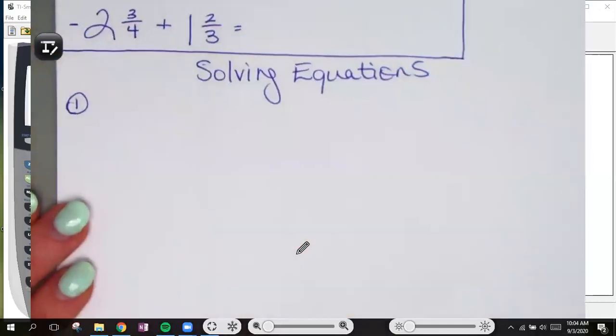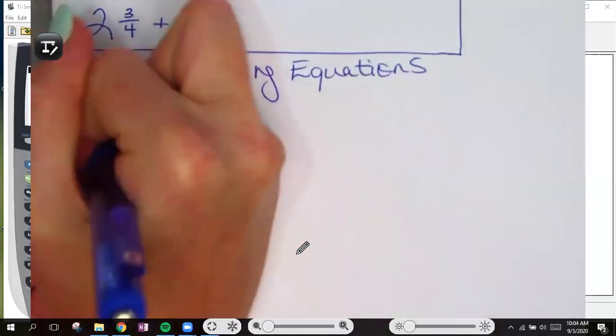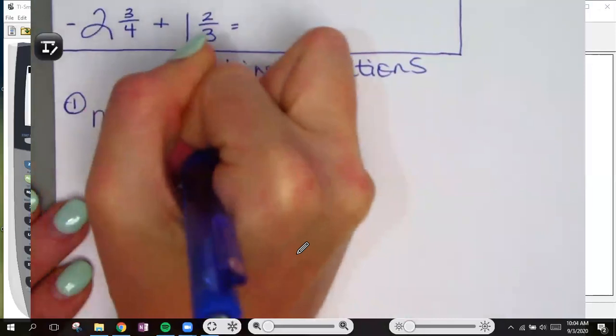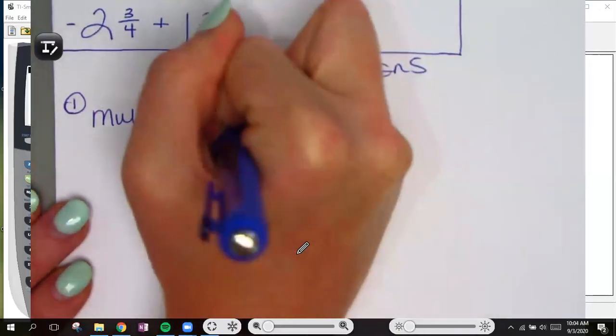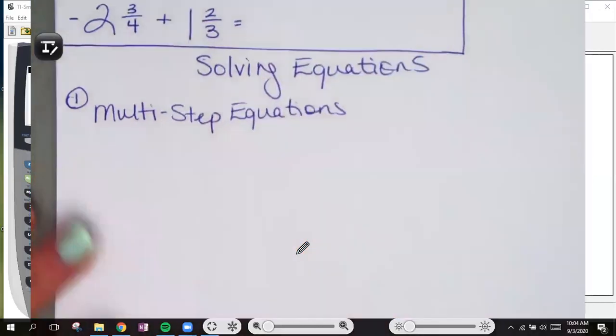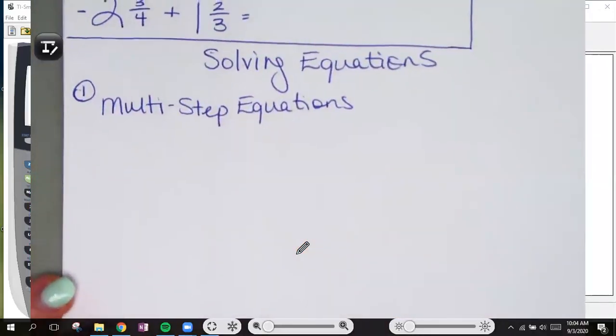The first half of class is multi-step equations. So this is like the main thing that we missed on it. It wasn't the main thing everyone missed on it, but it was where I saw that I needed to spend more time on other things.